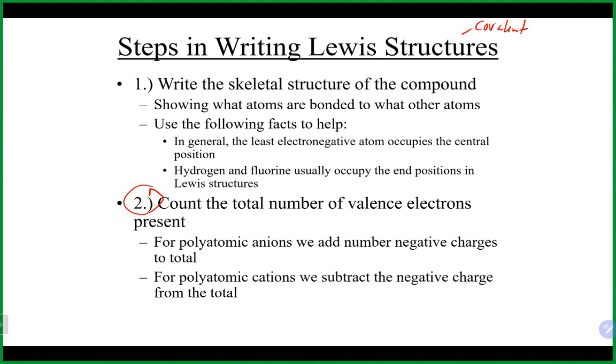That also means that if we have some type of polyatomic ion, which is a group of nonmetals that share electrons but have a charge, you do have to take the charge into account. As we've talked about, if things have a negative charge, that means that it has gained electrons, so you need to add that to your total. And if something has a positive charge, you then need to subtract that from your total. So for a cation, we subtract the positive charge from the total. Again, if you don't do that, you will have the wrong number of electrons.